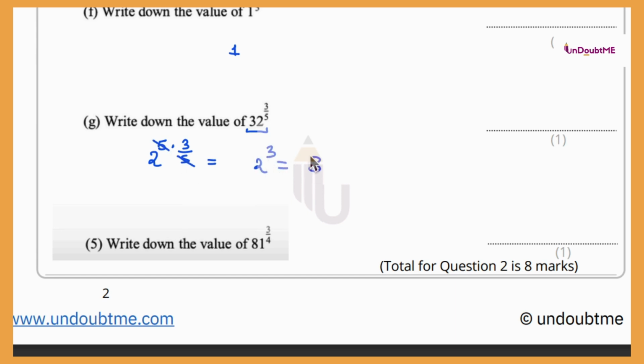Answer will be 8. And the last one is 81 to the power 3 by 4. 81 can be written as 3 to the power 4 times 3 by 4. It will be 3 cube. Answer will be 27. As I am saying, when you cover more questions like this, you will understand that these numbers are quite common. So you will become aware of their factors very easily.